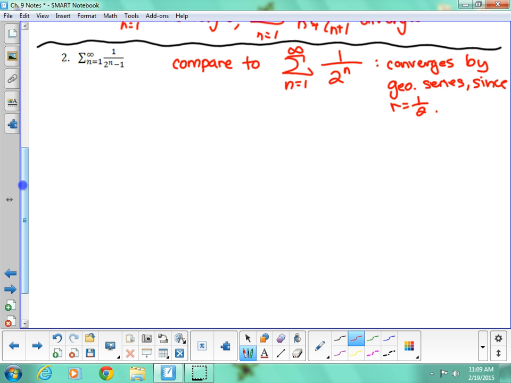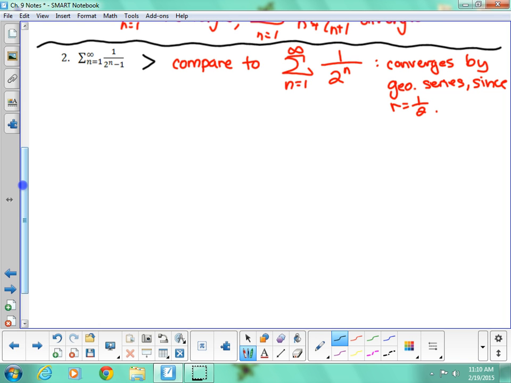Why don't we just do direct comparison? Hold on. How does 1 over 2 to the n compare to 1 over 2 to the n minus 1? Which one is smaller, which one is bigger? Greater than or less than? We're talking about the one we came up with. It's bigger than. Which one?